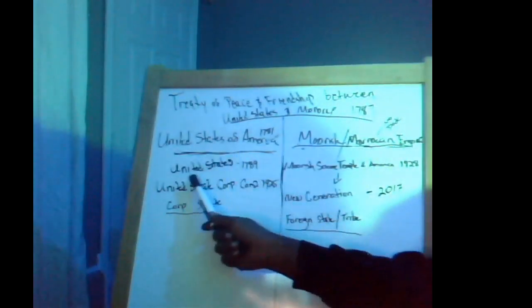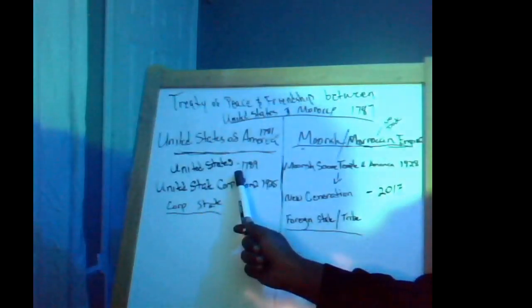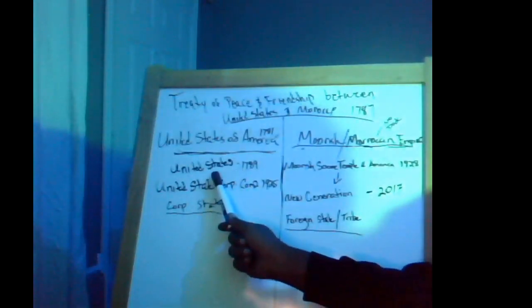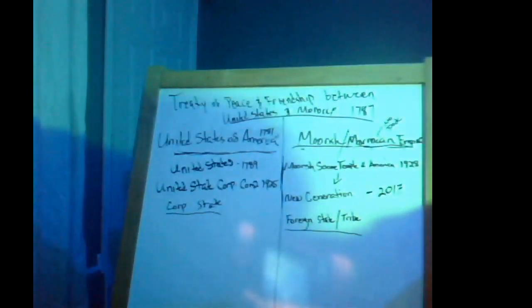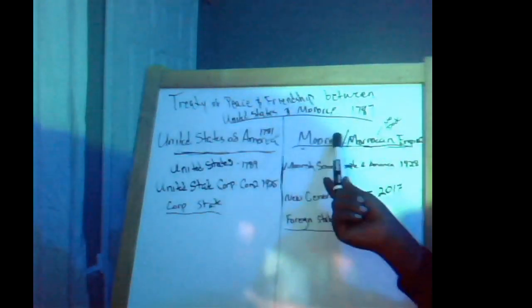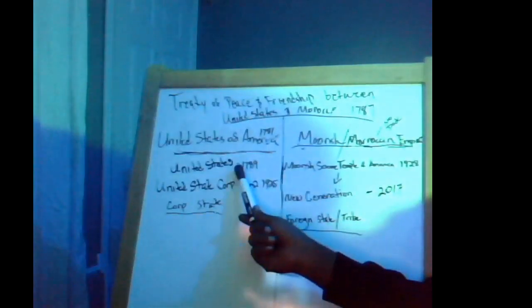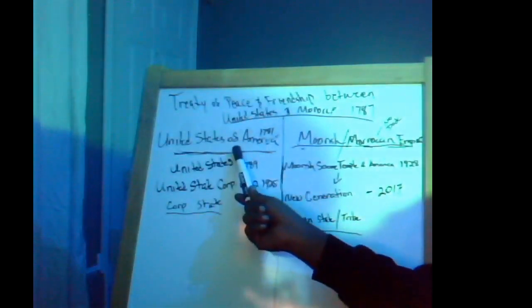Now, going down the timeline, the United States came into existence in 1789, meaning the United States under the jurisdiction of New England, meaning under the jurisdiction of General Washington, meaning not for the aboriginals. Okay, we created this for these people to do commerce.